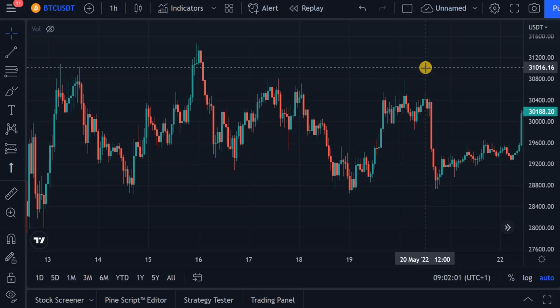strategy. This is going to be a 2 confirmation strategy, and I am going to show you how to identify possible invalidations to this strategy.